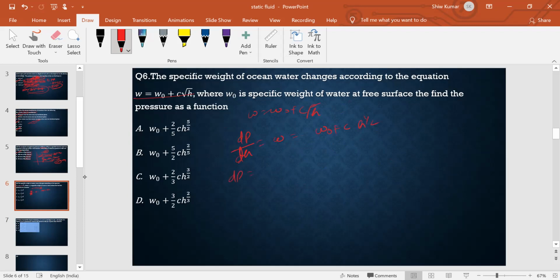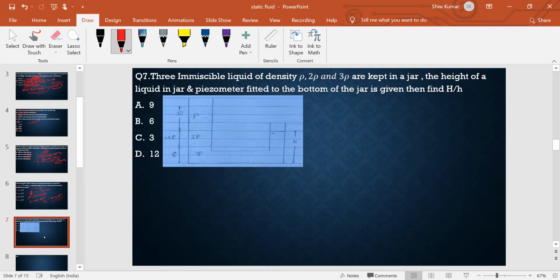So dP is equal to omega naught plus C into H to the power 1 by 2, into dH, and we integrate it. So P is equal to omega naught into H plus C into H to the power 3 by 2 divided by 3 by 2. If you simplify, you get 2 by 3 C H to the power 3 by 2. So option C is matching here. You just need to integrate it.